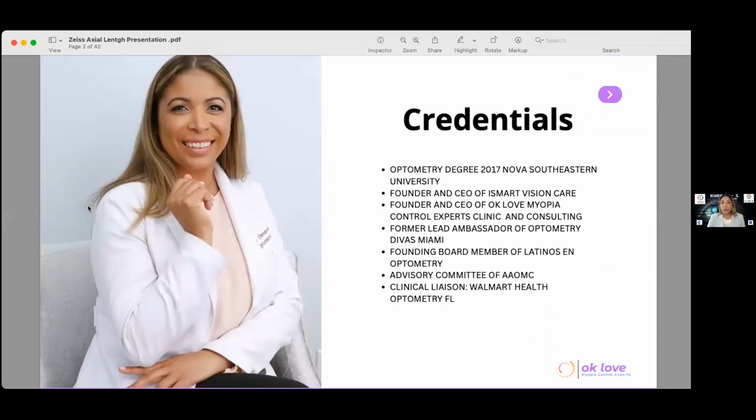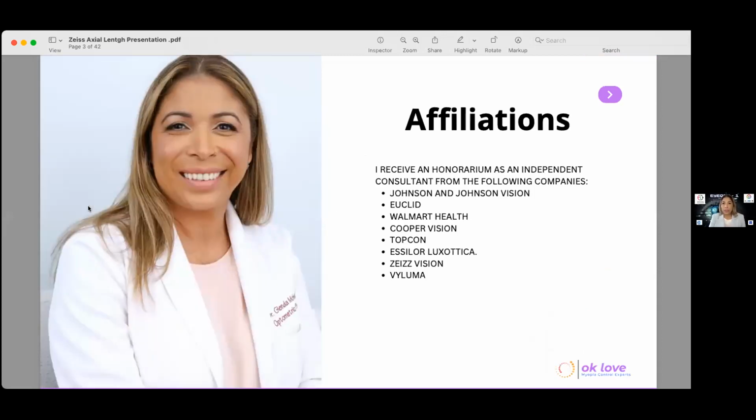These are my credentials. So I graduated from Nova Southeastern University in 2017. And as they mentioned, I was the president for the South Florida chapter of AAOMC.